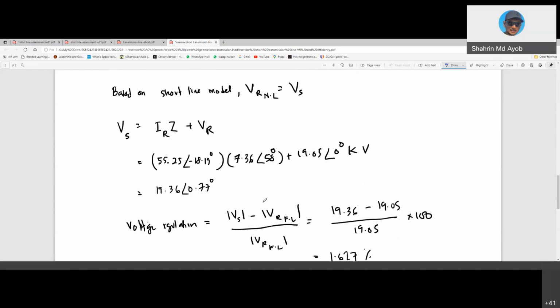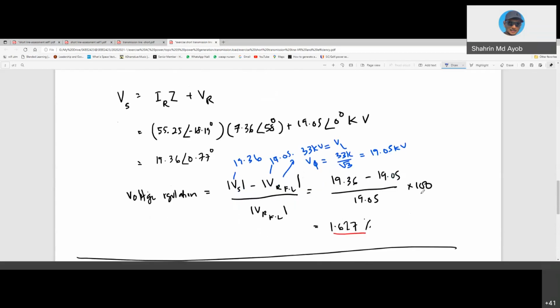The VR full load is given in the question, which is 33 kilovolt. But this one is the V line, so you need to convert it into V phase. V phase is 33 over square root 3, so you should get 19.05 kilovolt, which we have already calculated earlier. This one is 19.36 in magnitude, and this one is 19.05. You can see there is some voltage difference, because of the voltage drop across the resistance and also the inductance.